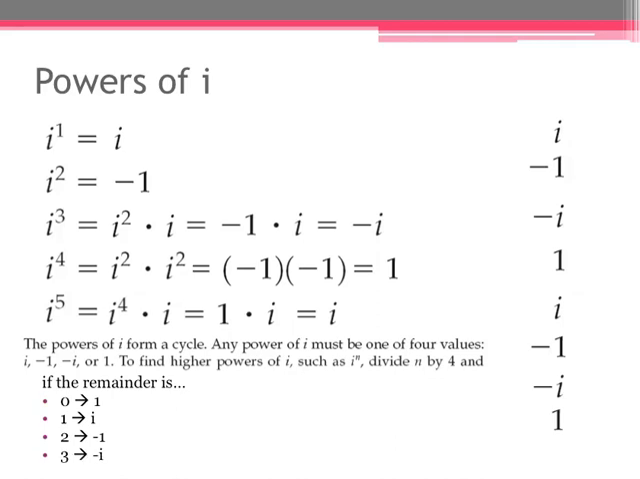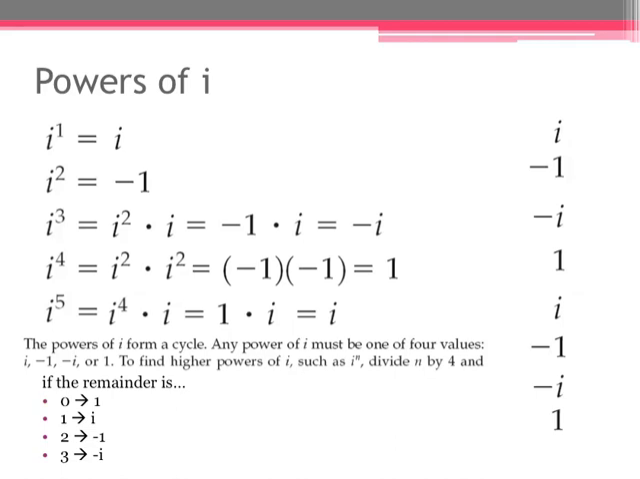So for example, for i to the 5th, you would take 5 divided by 4. You would end up with a remainder of 1, and a remainder of 1 means it should equal i. And this works for higher values as well. So if you have i to the 30th power, you can do 30 divided by 4. You get a remainder of 2, so that's equal to -1.